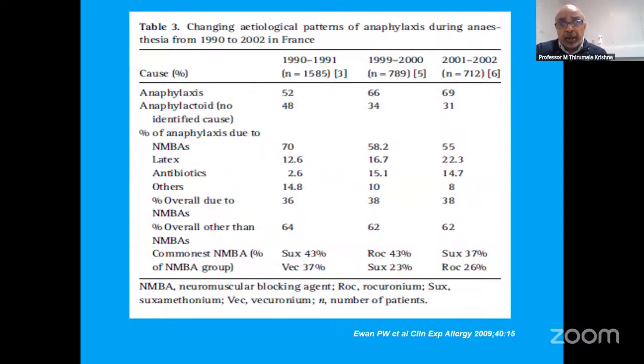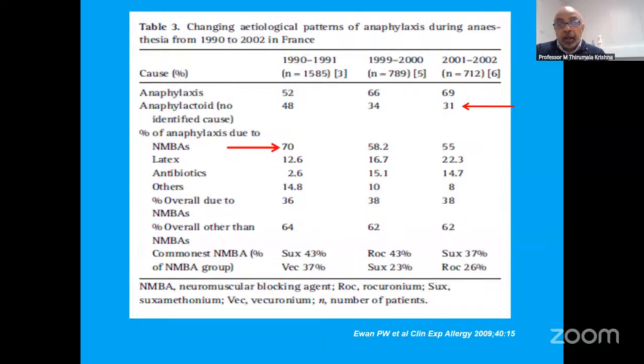So this is some data. A lot of work has been done in France. You can see 3 decades worth of data here. I'm going to take you through that. The first one was published in 1990, 1991. The second one was 10 years later, and the third one was 10 years later, in the early millennium. And what you can see is that in about a third of patients with suspected anaphylaxis, no cause can be detected. Is it because the patient actually did not have anaphylaxis or your tests were not good enough to pick it up? We don't know that. We're not going to dwell on that.